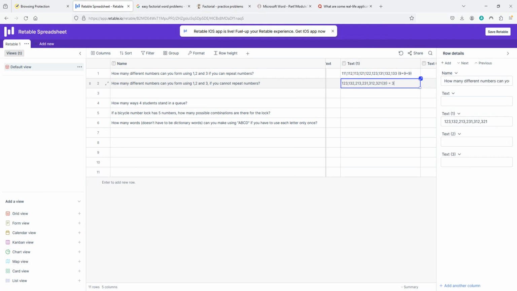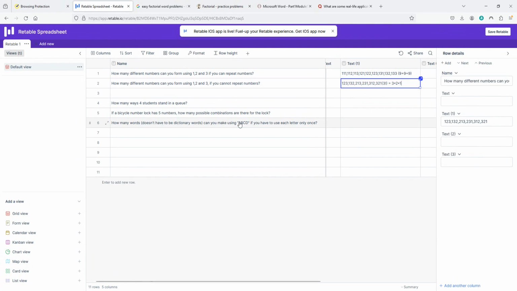3 times 2, 3 into 2 into 1. So whatever the number, we start multiplying by a smaller number until we reach 1. So 3 factorial is 3 into 2 into 1. 5 factorial is 5 into 4 into 3 into 2 into 1. So it's like n, then n minus 1, and then n minus 2. Correct. So n times n minus 1 times n minus 2 times n minus 3, and so on, until we reach 1. Yes, until we reach 1.